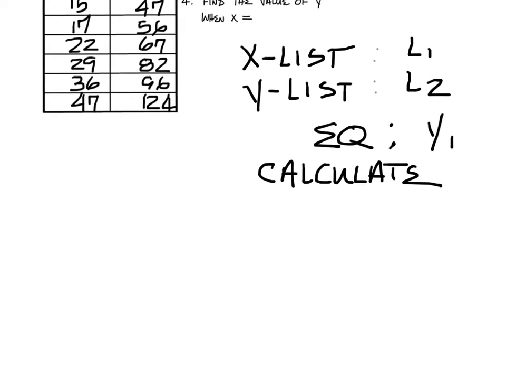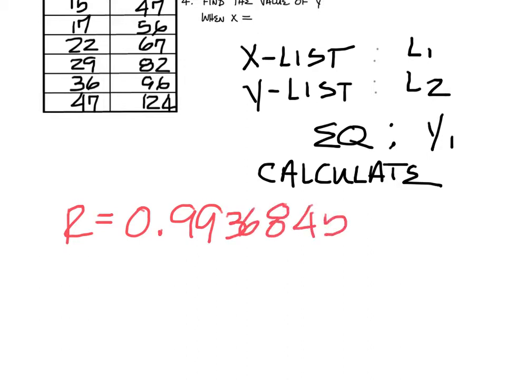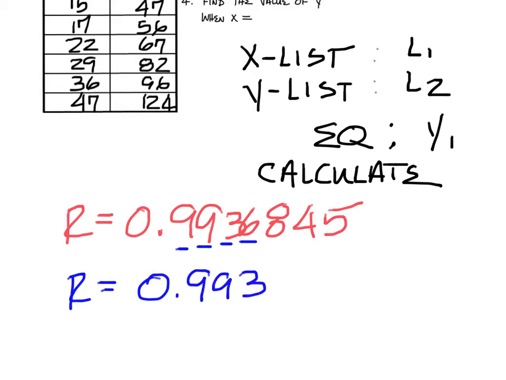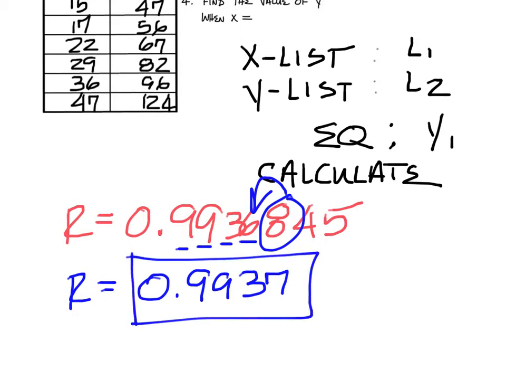The R value came out to be 0.993685 and so on. We have to round to 4 places. So 0.9936, but what should that last digit change to? Should change to 7, 0.9937, because this 8 rounds that up to 7. So there's your R value.